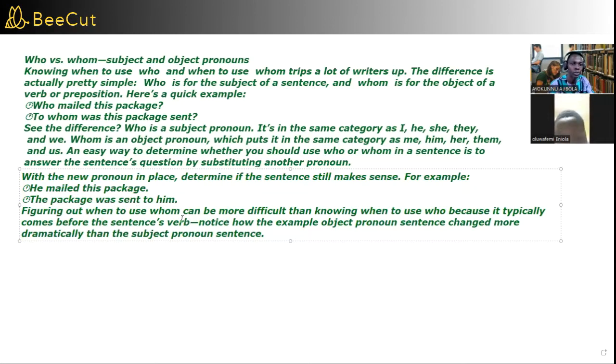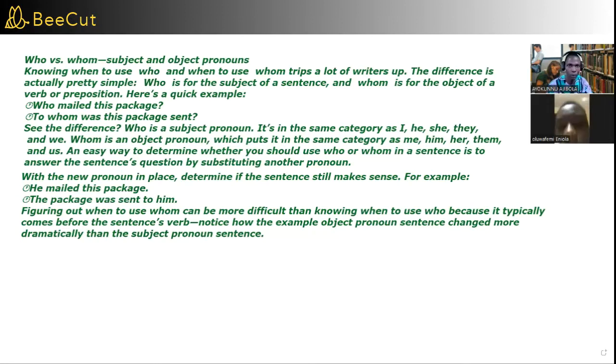Okay, figuring out when to use whom can be more difficult than knowing when to use who, because it typically comes before the sentence verb. Notice how the example object pronoun sentences change more dramatically than the subject pronoun sentence. Now, what we're trying to say here is who is for the subject, while whom is for the receiver of the action. Is that taken? Yes, sir. So I'm going to continue as we move on. Further examples of pronouns.